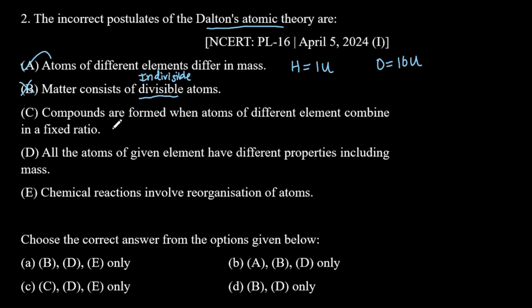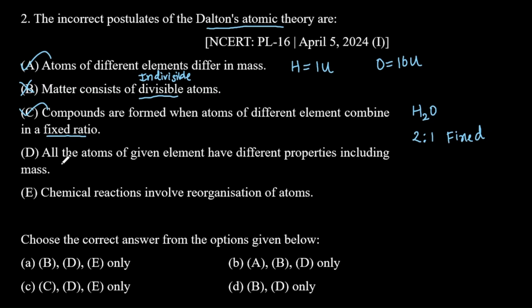Then going to the third statement, compounds are formed when atoms of different elements combine in a fixed ratio. This third statement is correct. Let us consider the example of H2O. Here, 2 hydrogen atoms combine with 1 oxygen atom to form the water molecule. So the different elements combine in a whole number ratio, and this ratio is always fixed. So only water molecule will have the specific property.